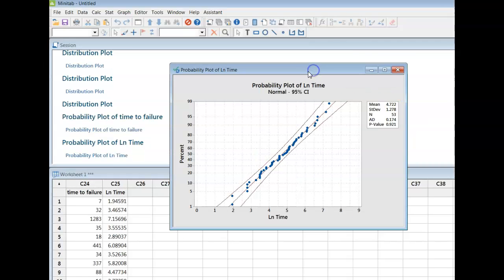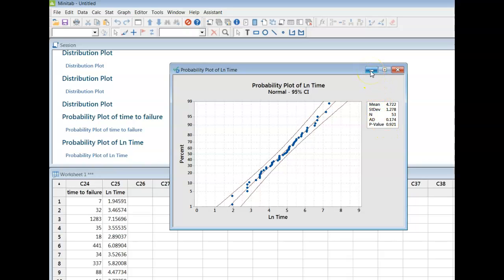And now notice that the log data points all fit inside these outer red bands, and most of the points fall along the middle red line. And I'm getting a p-value of 0.921, which is certainly a lot larger than 0.05. So what would I conclude here? I'd conclude that by logging the data, I've actually made them follow a normal distribution.